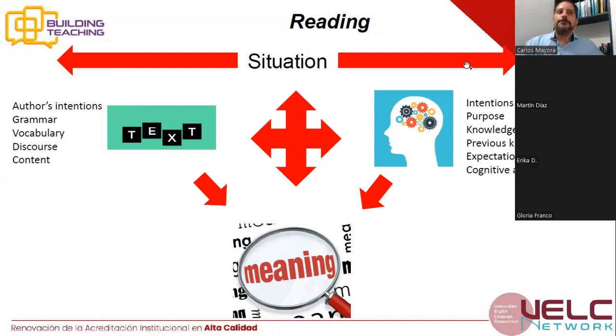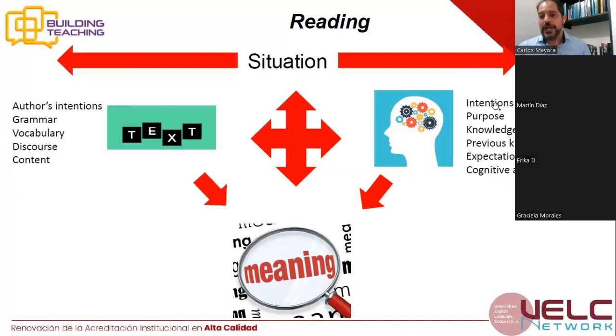It's not the same if you are at home reading WhatsApp messages, or if you are in the classroom reading a chapter from a book, or if you're at home reading a novel for enjoyment. So what does the text have? Well, the text, of course, has the author's intention. What is it that the author wants to communicate? What the author wants you to learn or to believe? Sometimes they want to influence your opinion. But of course, it has grammar, vocabulary, discourse, and content.